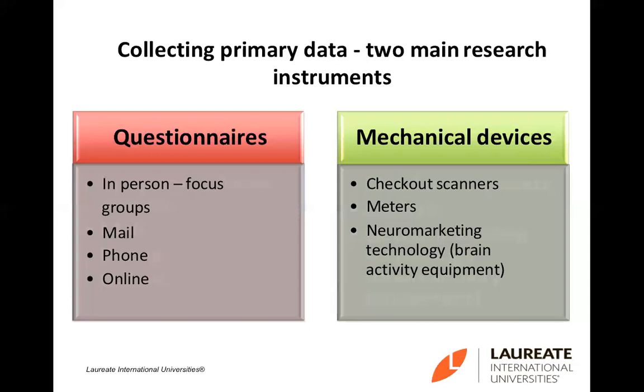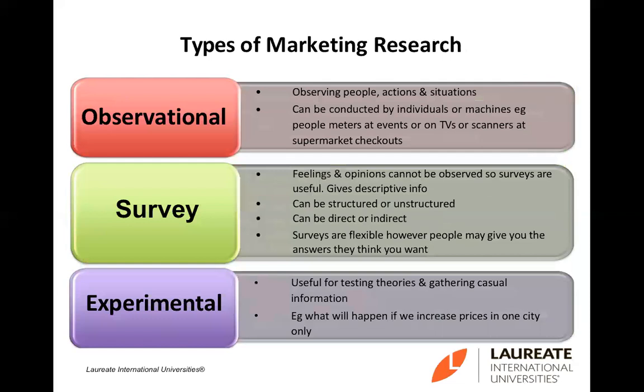The next one is neuromarketing technology. So, brain activity equipment. They plug in a few cables here and there, and then they measure the sensory system of the respondent to certain stimuli that they give. All right, so that's basically the data, and also the instruments that are quite popular.